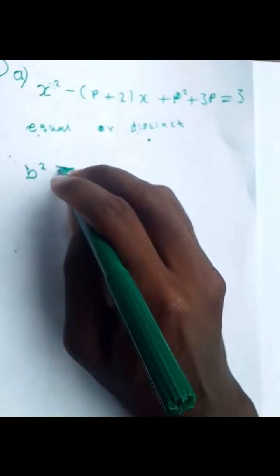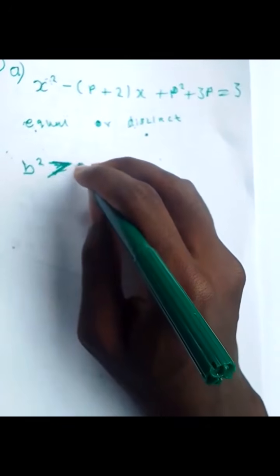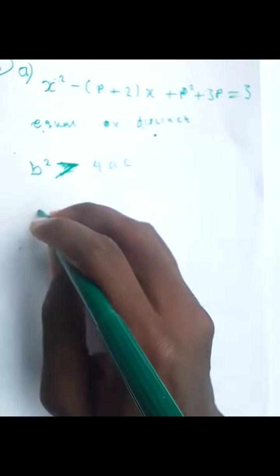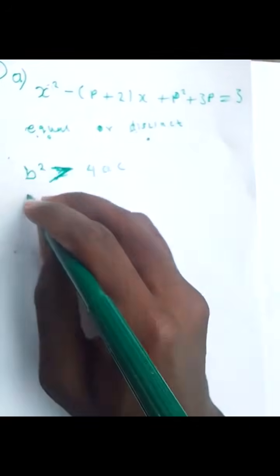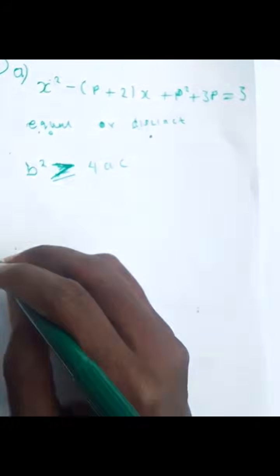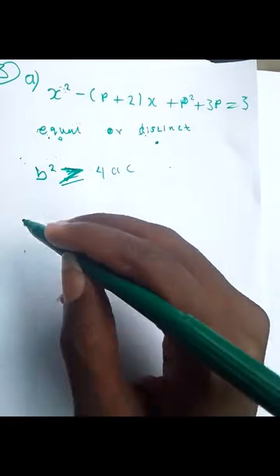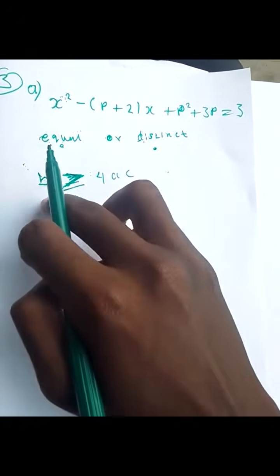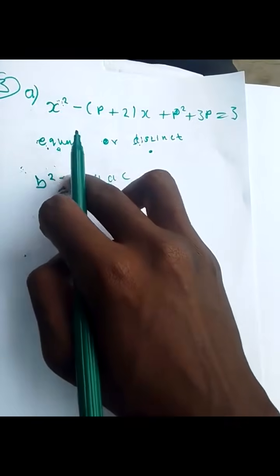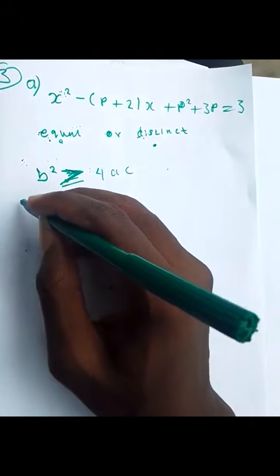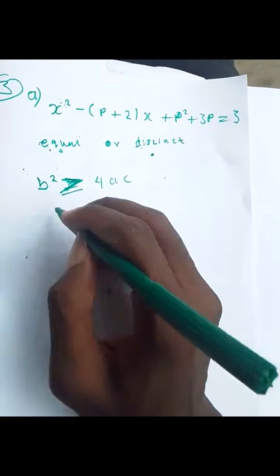We're going to say b power 2 is greater than 4ac, right? And if they are equal, we are going to introduce the equality sign. So whenever they just tell you that the roots are real roots, they haven't said whether they are equal, the same, or distinct, you always introduce this equal sign. So it's going to be equal or greater than. Okay. So we are going to use this one to solve for p.